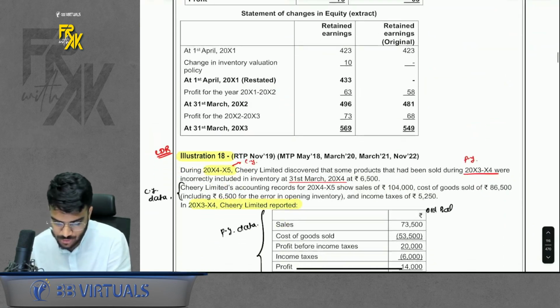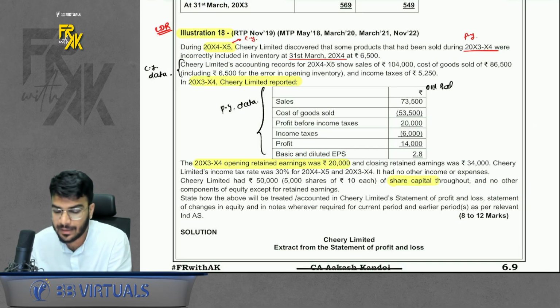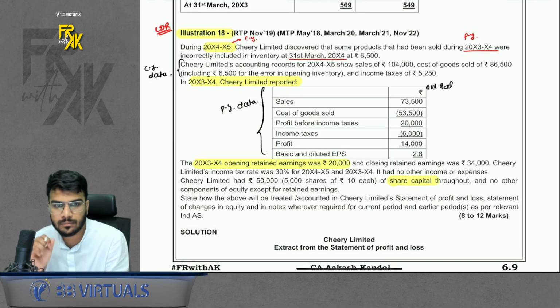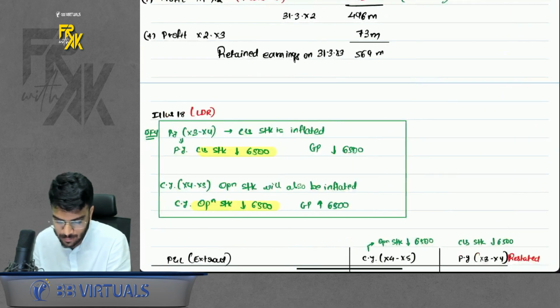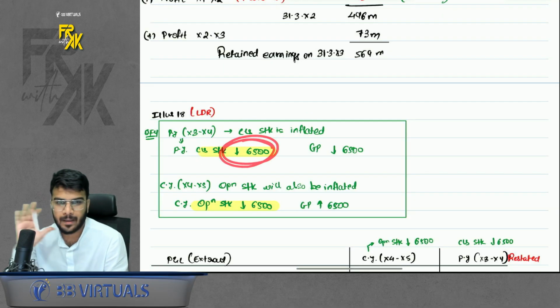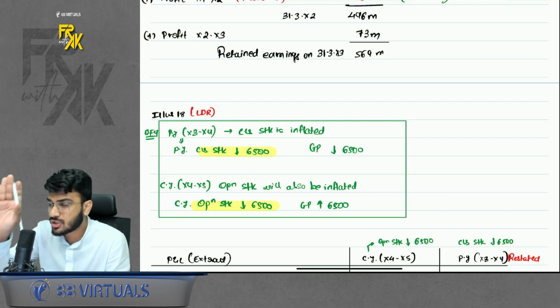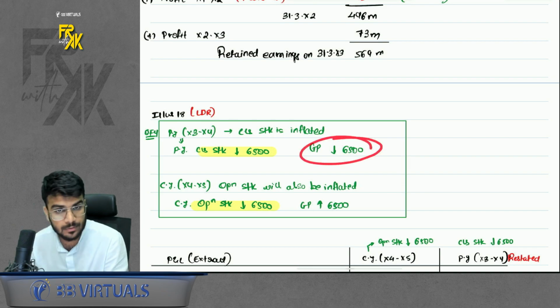Then there is illustration number 18. What does it say? So basically it says that there was an error. We made some sale, but we forgot to remove it from the inventory in previous year. So can I say previous year closing stock is inflated? So your closing stock will get reduced. If your closing stock reduces, just imagine the trading account. Closing stock comes on the income side. If that income side is getting reduced, GP will also reduce.